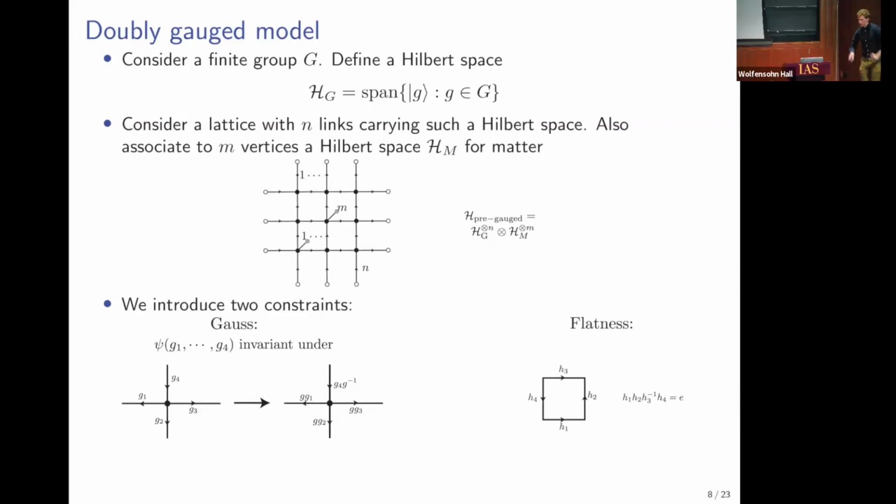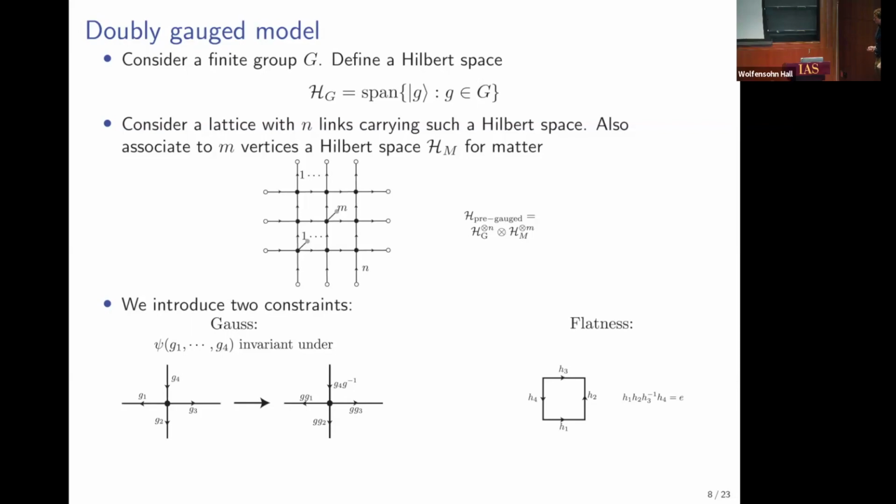This is the standard story. Physical states are the ones invariant under multiplications by this group element at for all links on that vertex. We're going to add another constraint, which is perhaps less common. Say, lattice QED does not satisfy this.